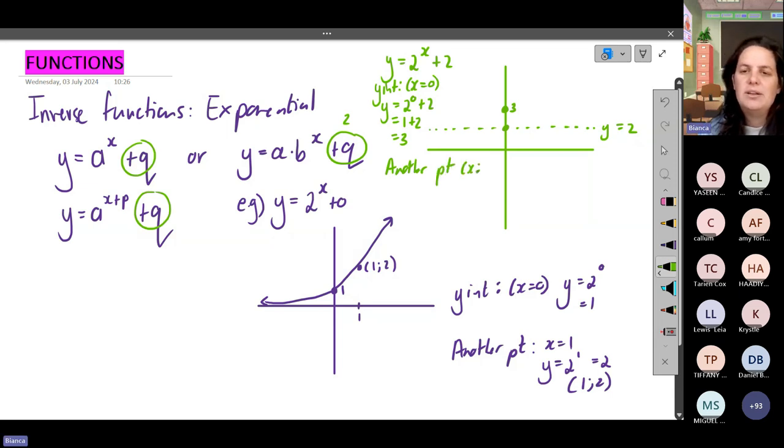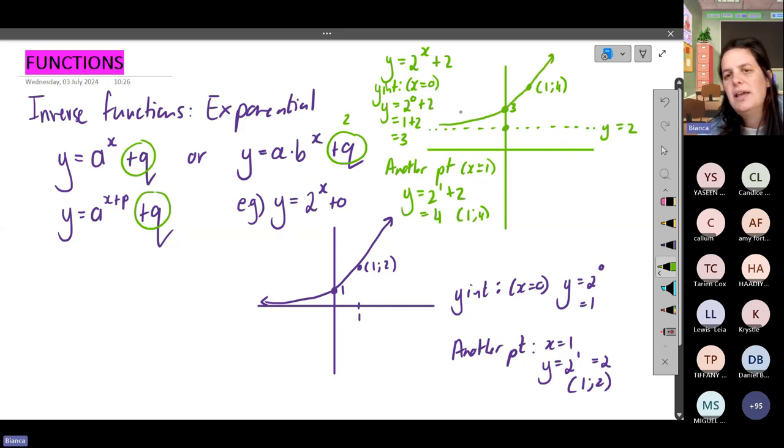Okay, and I'm going to make the x value 1. So here's my equation, y equals 2 to the power of 1 plus 2, which gives me 4. So my coordinates are 1 and 4. There's the 1, always about here somewhere. So the coordinates are 1 and 4, and now we can see that it's an increasing function like that, and it never ever crosses the asymptote.